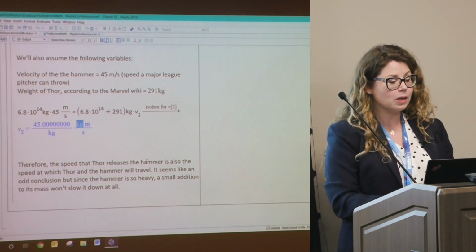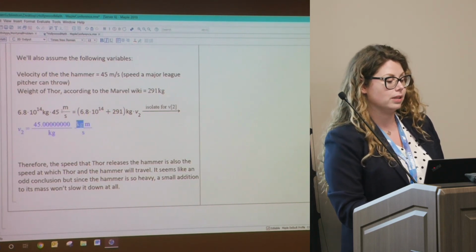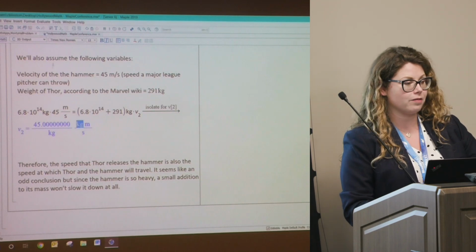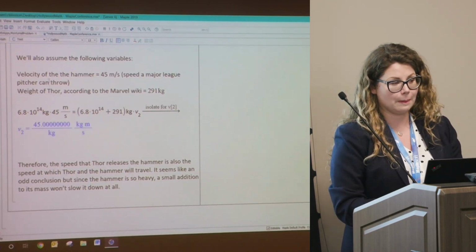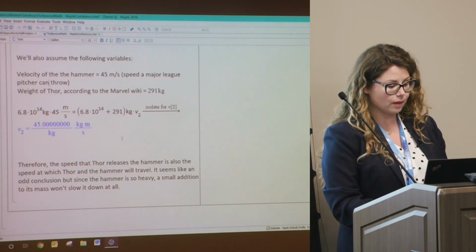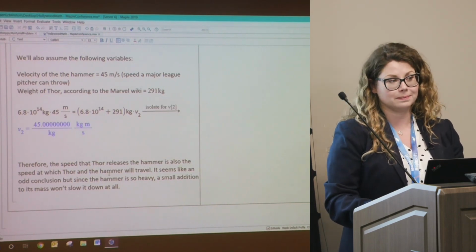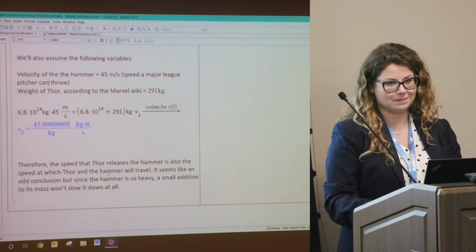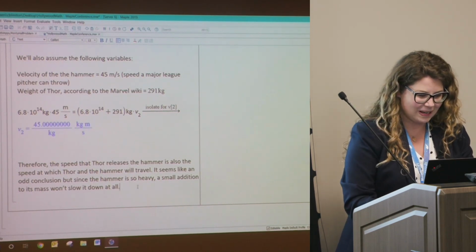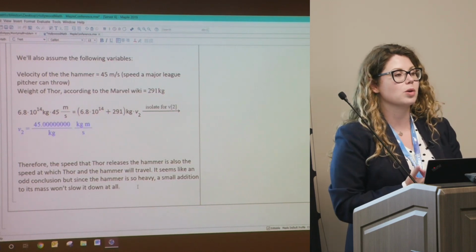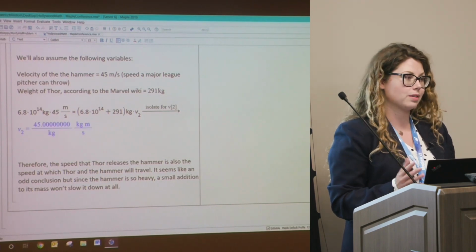I understand. But in putting this through, the math checks out that we're still moving at 45 meters a second, and the hammer's so big that the hammer and Thor still move at the same speed. I feel like I've lost everyone. But the hammer's so heavy, the small addition to its mass won't make a difference, which I thought was kind of a cool thing.